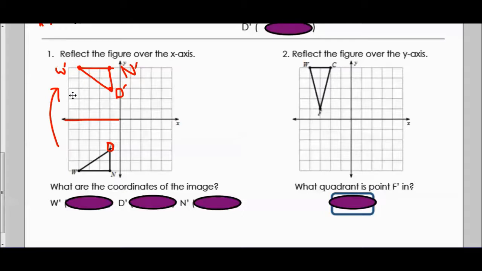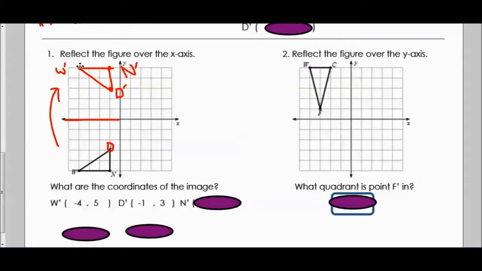So that's where W prime would land, and that would be our final figure. We really just connect the dots after that. Here we're asked for the coordinates, so we just write those down. -4, 5 is W, -1, 3 is D, and N is -1, +5.